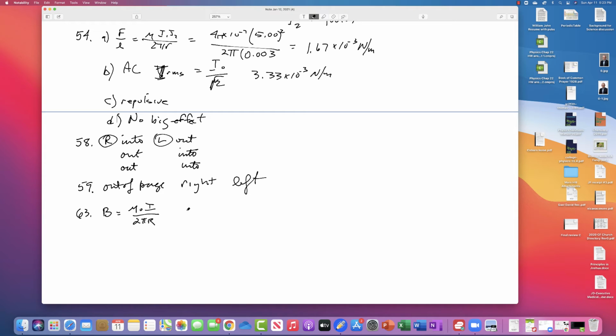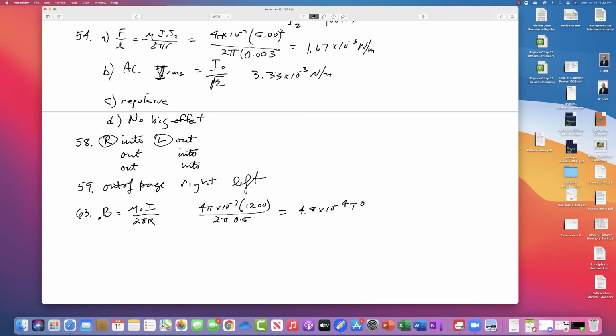In this case, the distance is 50 centimeters or 0.5 meters. So if you put mu zero, which is 4 pi times 10 to the minus 7, times the amperage, which is 1200, divided by 2 pi times r, which is 0.5 meters, and you do the math here and you get 4.8 times 10 to the minus 4 Teslas of field.